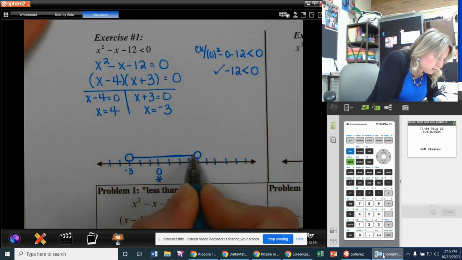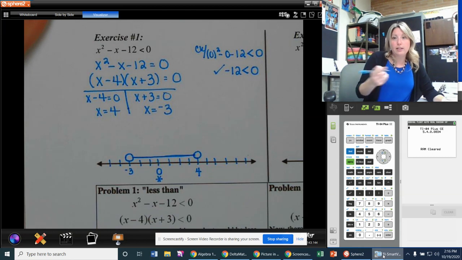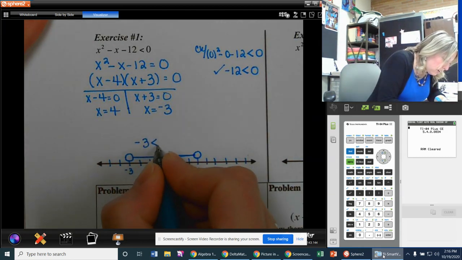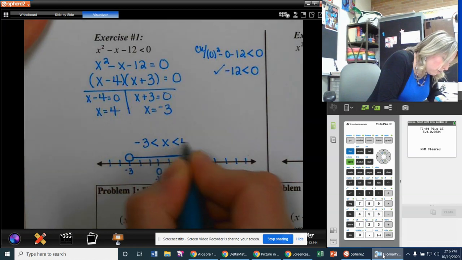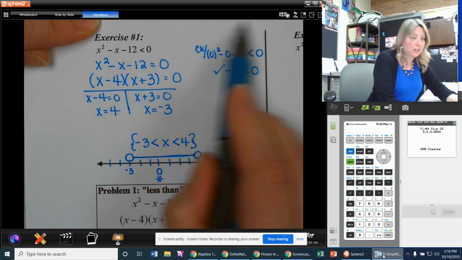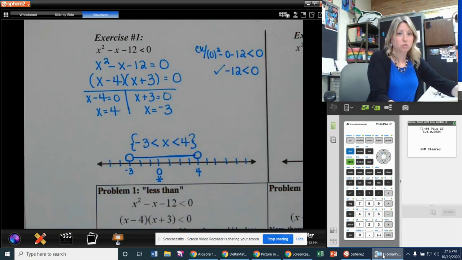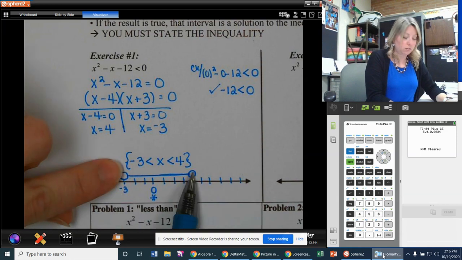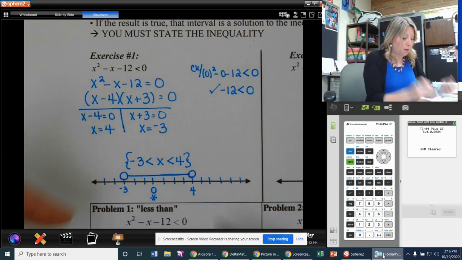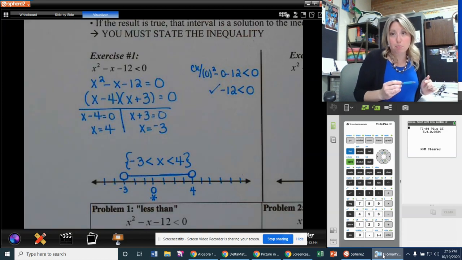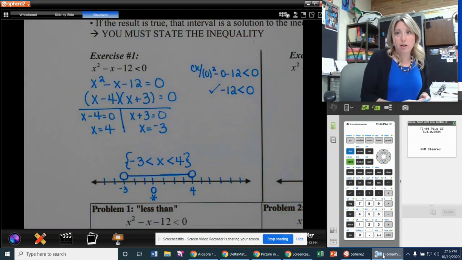So notice that. Now I write the between inequality. Negative 3 is less than x, which is less than 4. That's my final answer. And notice, you must state the inequality just above where I am. You must state the inequality answer. There it is. So we've got the number line to back it up, the solution set. We've got the checkpoint to back it up. There's our final inequality answer.